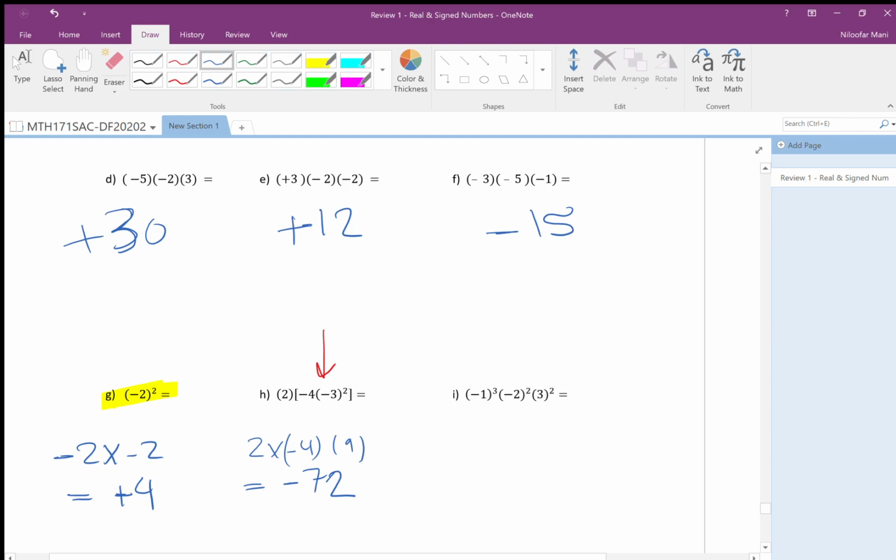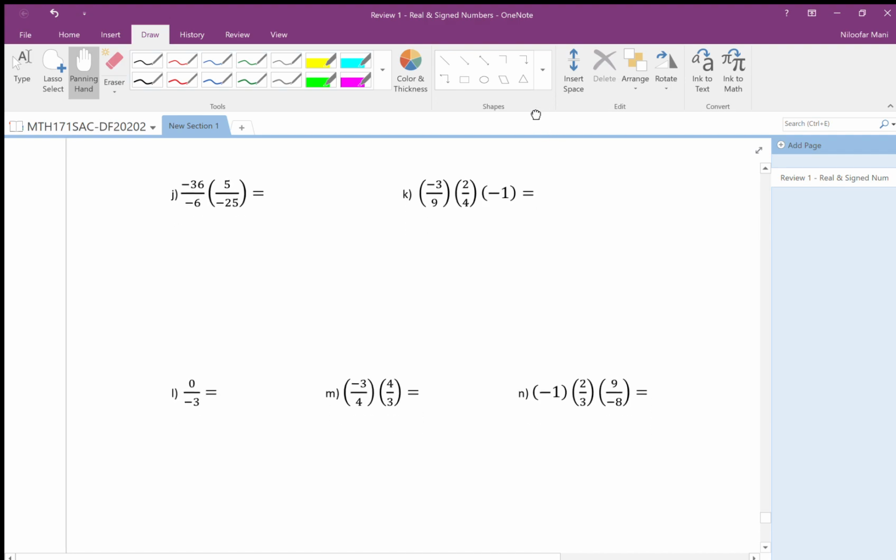How about this one? How many negatives do you see? 2. How many do you really have? 1, 2, 3, 4, 5. I have 5 negatives. So it's negative then. So the answer is minus 1 times 4 times 9, which is minus 36. I have an odd number, although I see 2 negatives. But the power counts. Okay. So how about here?